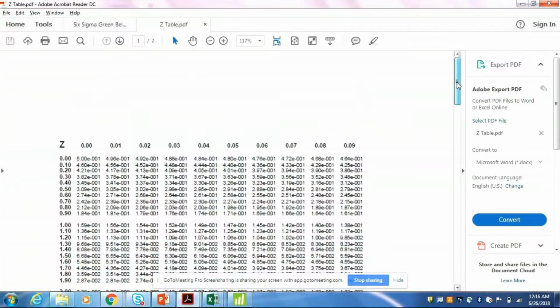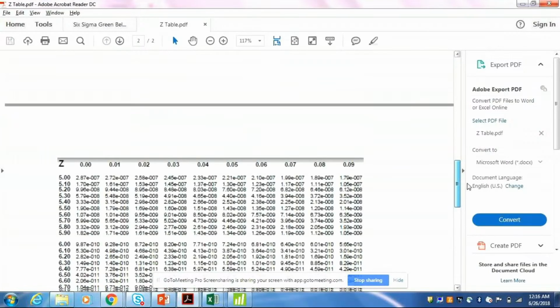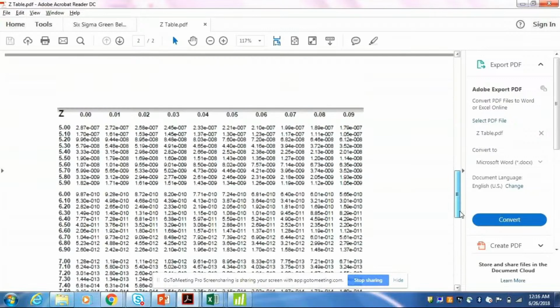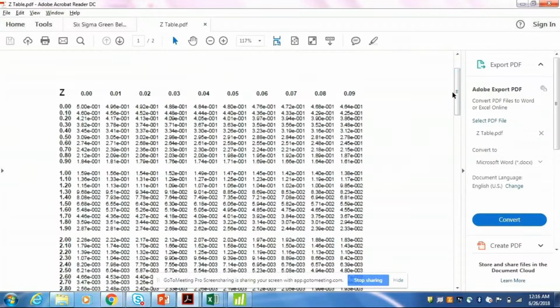So this is known as Z table, and there are various kinds of Z table available. Table under the curve, area under the curve. So what is Z? Z is the number of standard deviations you are able to fit between mean and the specification limit.